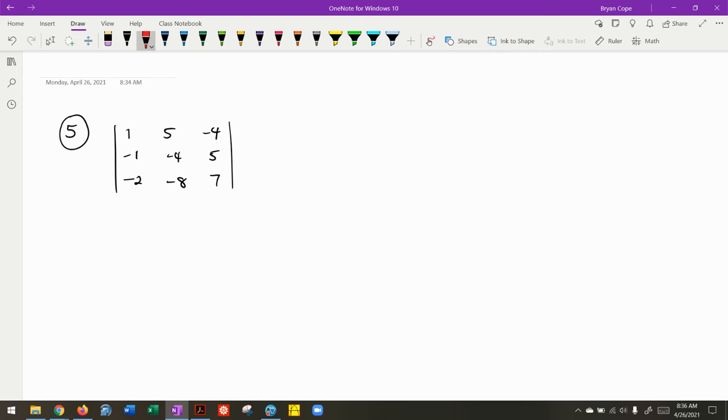My first operation is row 1 plus row 2, and put that in place of row 2. Then I'm going to do 2 times row 1 plus row 3 and put that in place of row 3. The first row is staying the same: 1, 5, -4. The second row becomes 0, 1, 1. The next row becomes 0, then 2 times 5, which gives 2, and then 2 times -4 plus 7, that's -1.